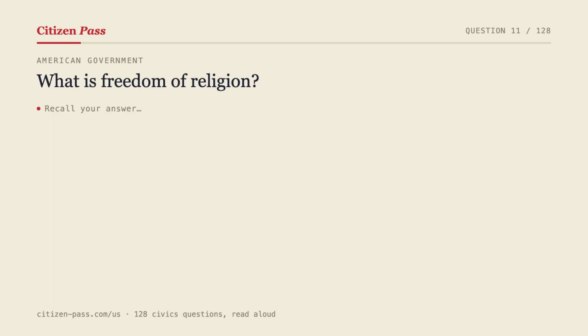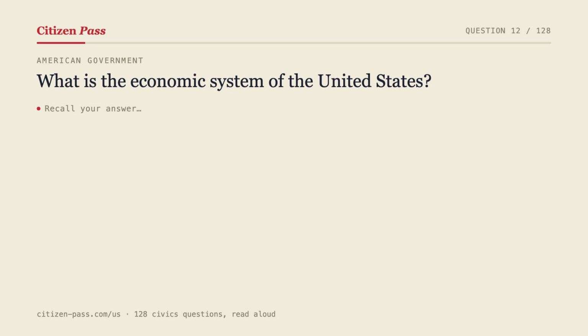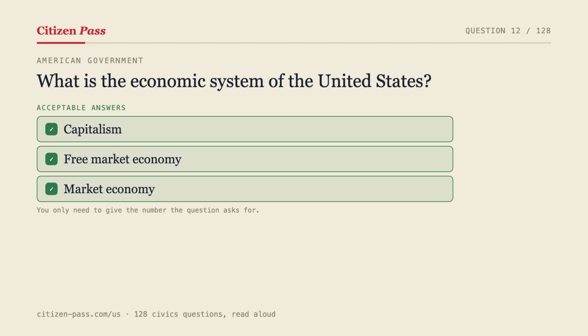What is freedom of religion? The answer is, you can practice any religion you want or not practice at all. What is the economic system of the United States? Acceptable answers include capitalism, free market economy, or market economy.